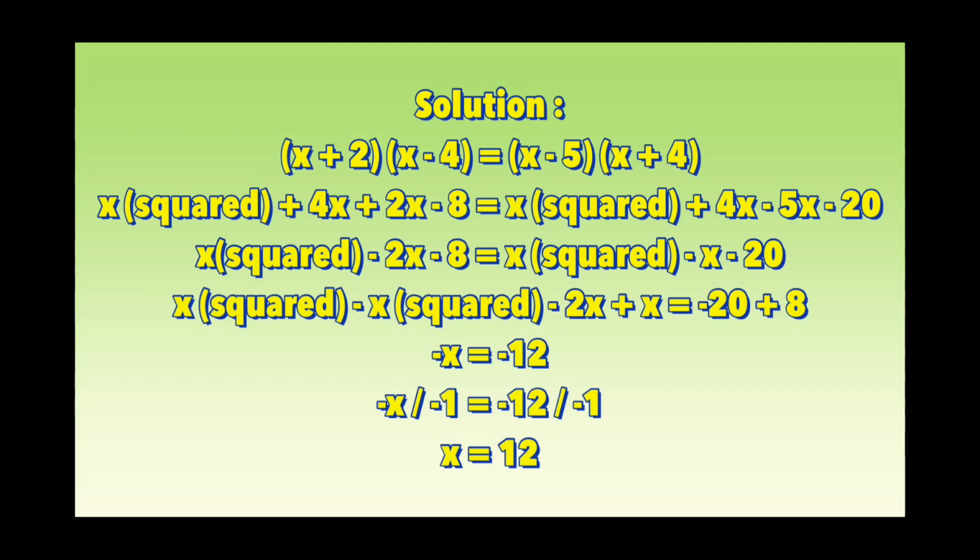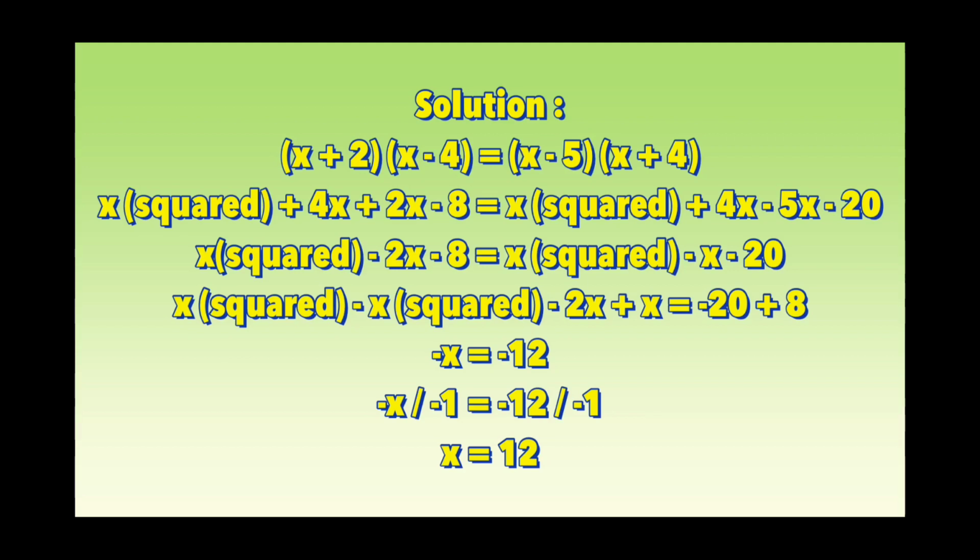So by multiplying, we have to multiply x times x equals x squared, x times negative 4 equals negative 4x, positive 2 times x equals positive 2x, then positive 2 times negative 4 equals negative 8. And that's for the left side of the equation.